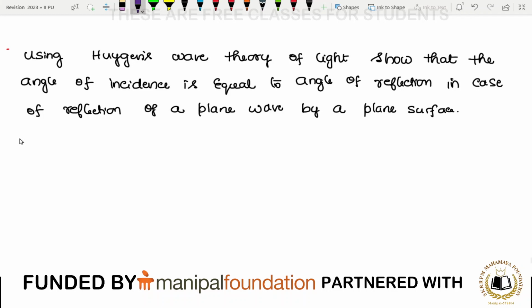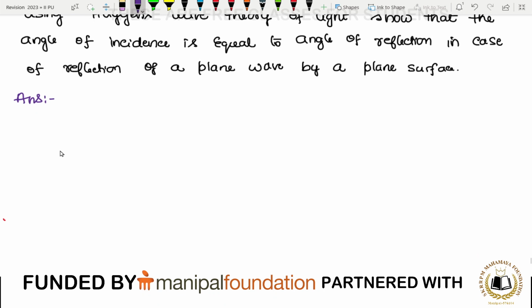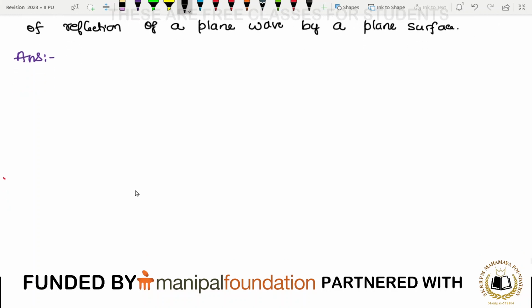Okay, this is actually how to prove the law of reflection using wavefronts. Plane wavefront, we are going to prove this one. Law of reflection. Later we will discuss the law of refraction also, by using Huygens wave theory. So first I'll take one plane surface here. It may be a mirror or reflecting surface.